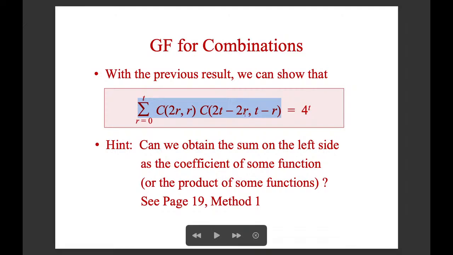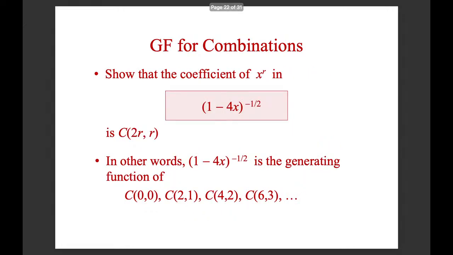So this is easy, okay? This is what we have when we look at it as a generating function. And this is what we look at after doing the simplification: (1 minus 4x) to the power minus 1 over 2, and the square of it becomes (1 minus 4x) to the power minus 1. After simplification, we see that this is the generating function for 4 to the power t. So the left-hand side and the right-hand side are the same, and we will have this identity. This is something that we can obtain based on the result here.